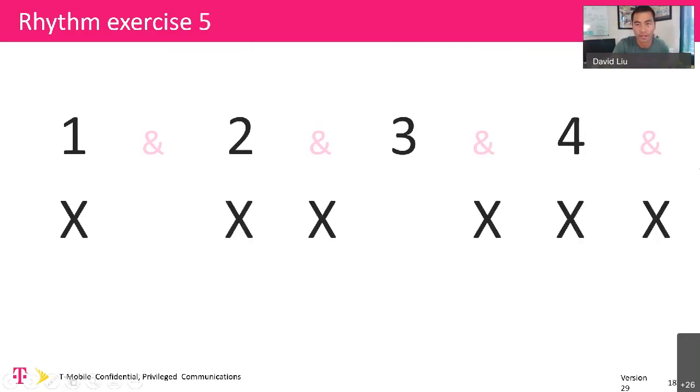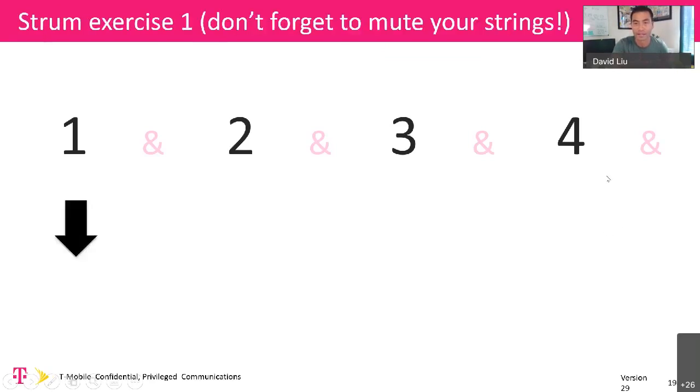Okay. All right. Here we go. Ready? 1, 2, 3, 4. 1, 2, 3, 4. 1, 2, and 3. Sorry. 1, 2, and 3, and 4, and 1, 2, and 3, and 4, and. So what you actually did right there, that is the Calypso pattern. That was the clapping. So now we will go into the strumming.